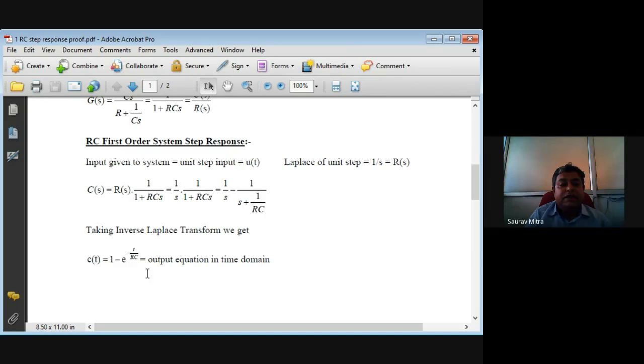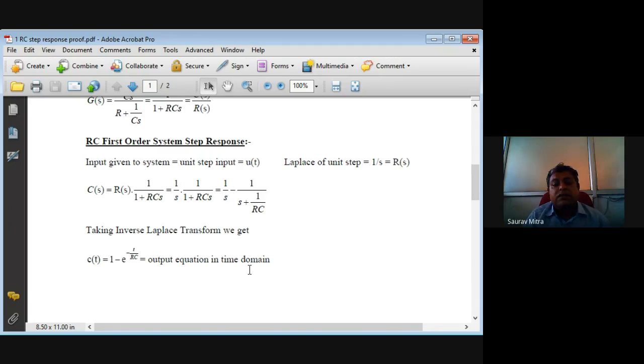The inverse Laplace transform of 1/s is 1, and the inverse Laplace transform of 1/(s + 1/RC) is e raised to minus t/RC. So this is the equation which is asked about. So c(t) is equal to 1 minus e raised to minus t/RC. If you substitute RC equal to tau, then we get c(t) equal to 1 minus e raised to minus t/tau. This is actually the output equation of the RC circuit in the time domain. So this proof is asked.